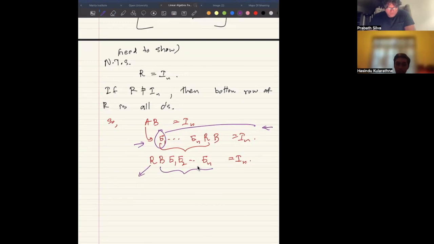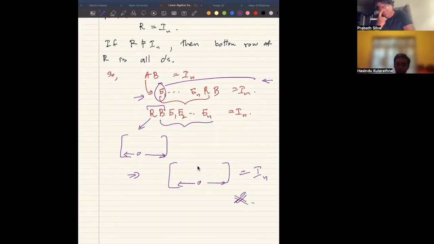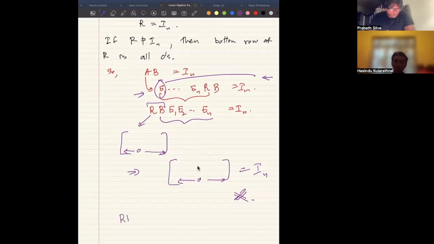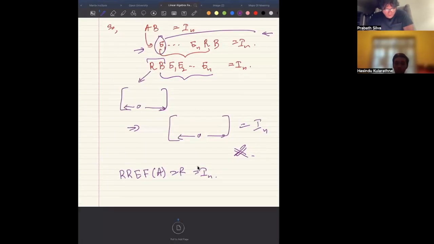Okay, so now if you look at this, R has all zeros at the bottom. And if you have all zeros at the bottom and you multiply by a matrix, the product will have zeros at the bottom. So you get a matrix with zeros in the bottom that would equal identity. So this is a contradiction. That means the reduced row echelon form of A, which is equal to R, should be identity. Okay, so this completes the proof.